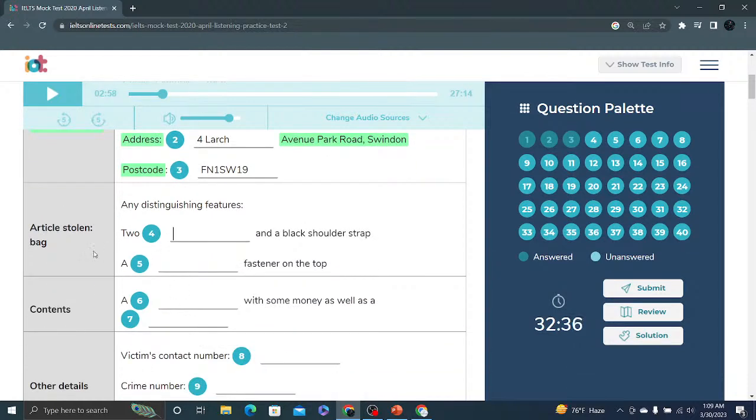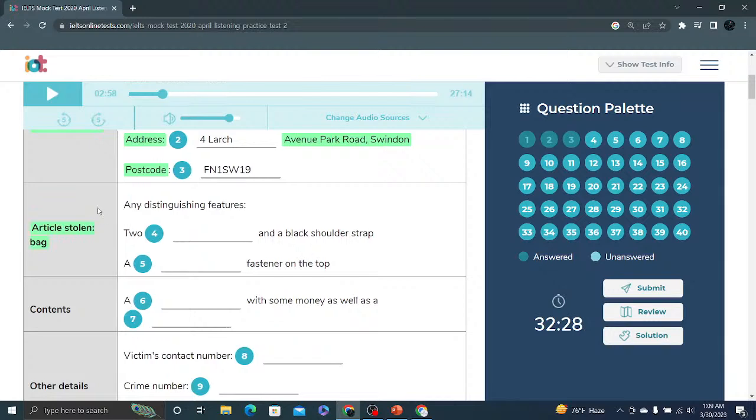Question number 4. Now we are going to listen to all about the article stolen. Stolen bag. Let me highlight it. And 2, this is the keyword for question number 4. 2 blah blah and a black shoulder strap. Let's listen for question number 4.